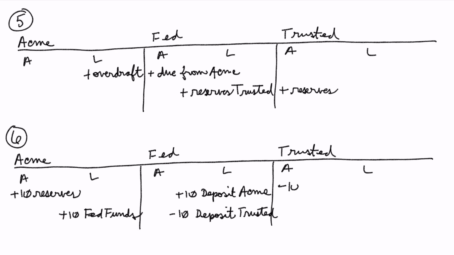Trusted now has -10 in reserves, so it has less reserves, but it also has +10 in a Fed funds loan. This is essentially a loan from Trusted to Acme, and the Fed transfers money from the Trusted reserve account to the Acme reserve account, and Trusted gets a Fed funds loan asset at the Fed funds target rate that is a liability for Acme.